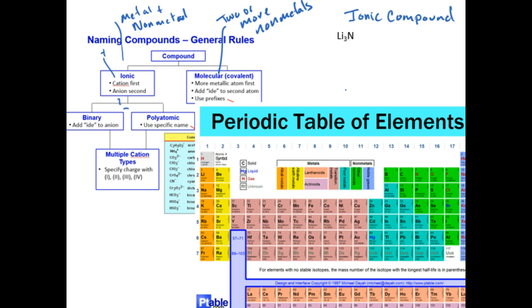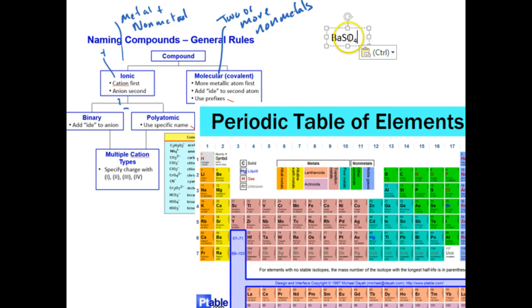And then the next thing we need to look at is whether it's binary or polyatomic. In this case, it's binary. There's just two different types of ions here. And this has Li3, but in an ionic compound, this is ignored. You just give the name of the cation. So this is lithium. And here we have to add -ide, so nitride is the name of it.